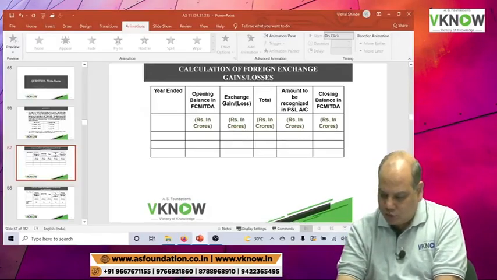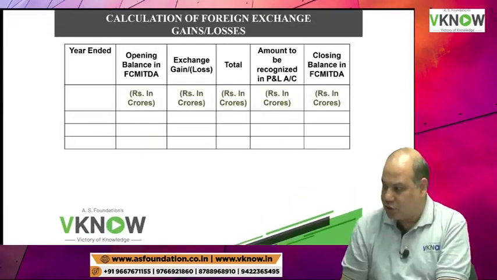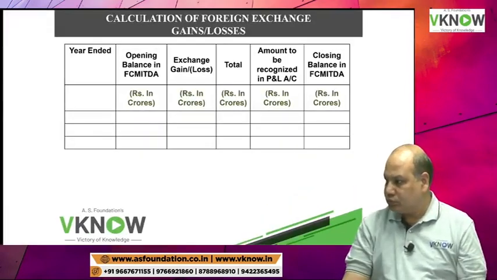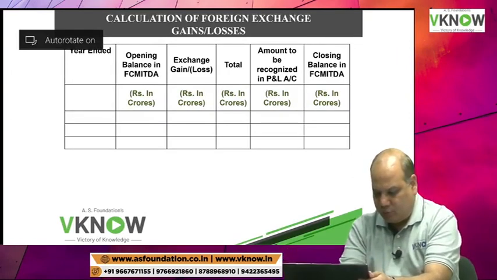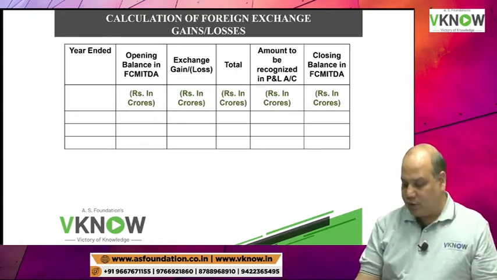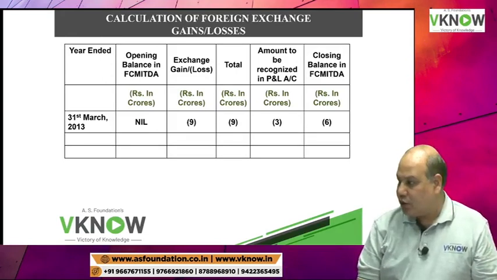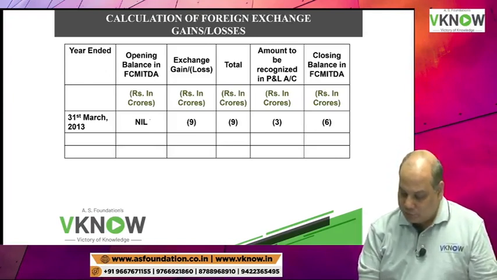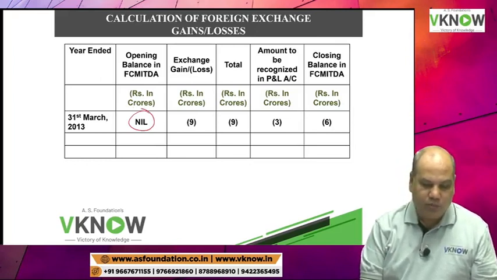Okay, we are almost ready. So all of you are going to solve this amazing question now. So first you write down year ended. What will be my first year ending date? First year ending date will be 31st March 2013. On that day, opening balance is nil.